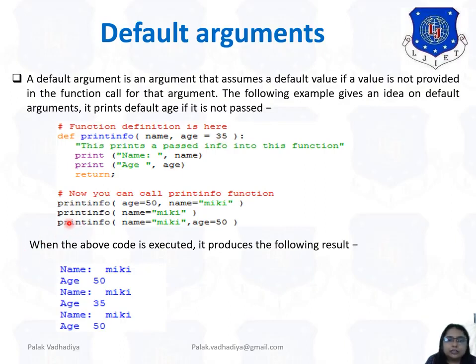Now in the third line, your name is Mickey and age is 50. Yes, it's the same thing. So you can see in the first and third, if I interchange the order, I'll get the same result. So order is not important.